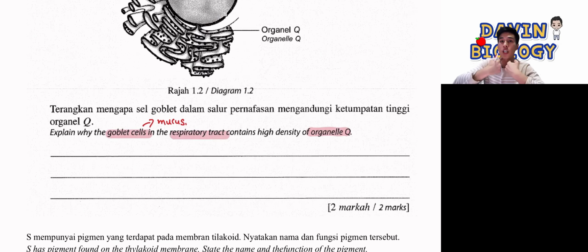So inside your respiratory tract, there's lots of this cell called goblet cell. Goblet cell actually produces mucus. Okay, your nose, the mucus. So this mucus is actually made up of protein, just like enzyme. So same.